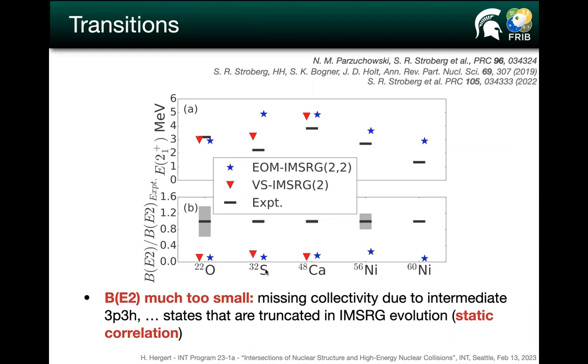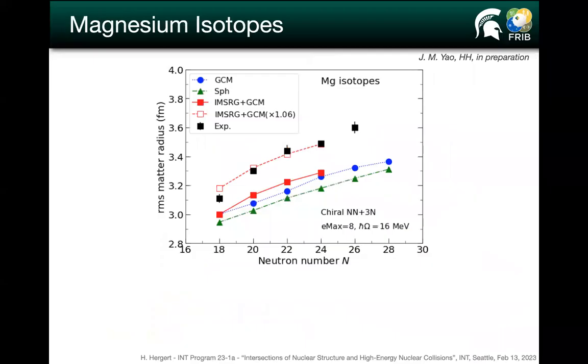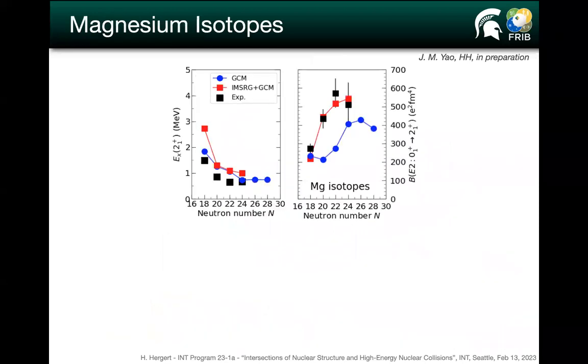So then you showed the other case with magnesium, which obviously are deformed, where you can actually create a deformed reference via GCM states. So in this case, you get 2+ states that are too high, right? But it's really only in magnesium 30 though. Well, they're slightly too high in the heavier ones too, right? How do you understand that the BE2 is not smaller than experiment?